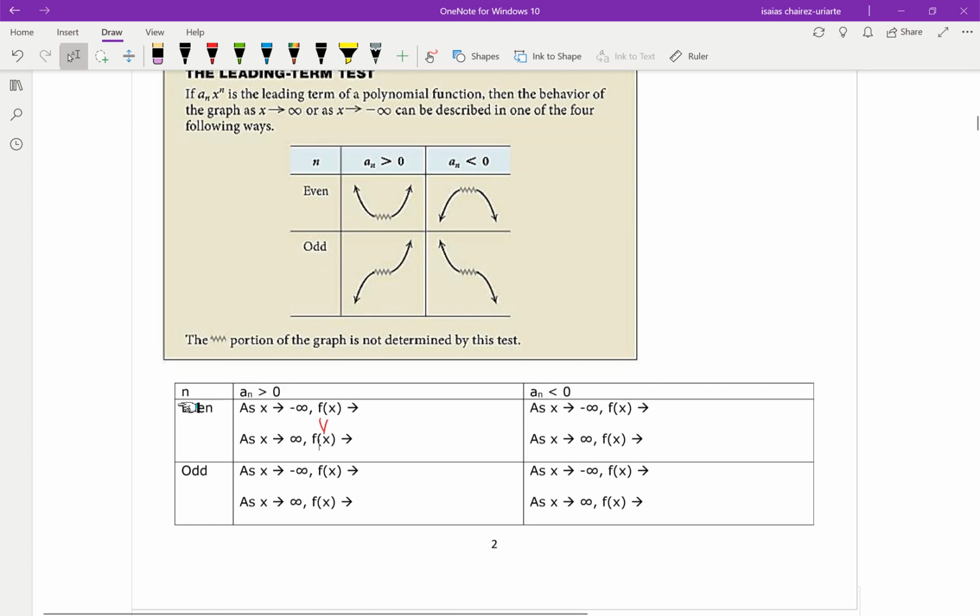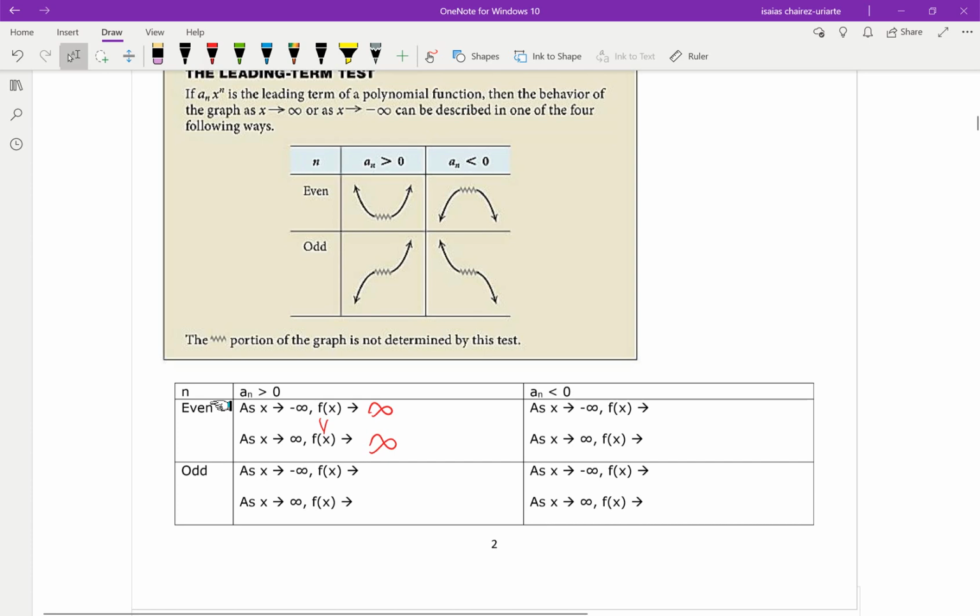Because my degree right now is even and the leading coefficient is positive, my graph should look like a U. So as x goes towards negative infinity, y goes to positive infinity. And as x goes to positive infinity, if my x goes to the right, my y's also go to positive infinity. So pause the video, complete the other 3 little scenarios here, and see if we get the same ideas.